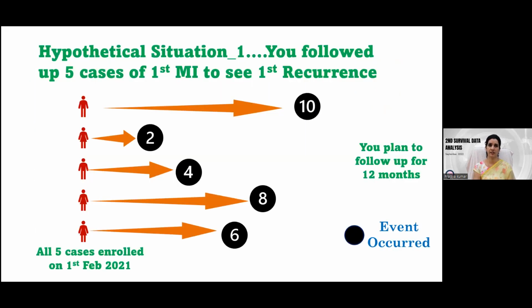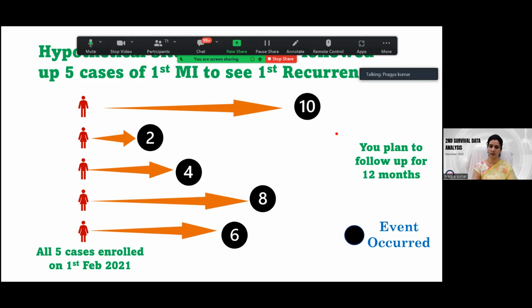So now see, this is again one hypothetical situation just to make you understand regarding the censoring and regarding the event. So these are the 5 cases, and you followed up these 5 cases of first myocardial infarction to see the recurrence. So the first case, you can see that the MI has happened on the 10th month, and for all events, the follow-up period is 12 months.